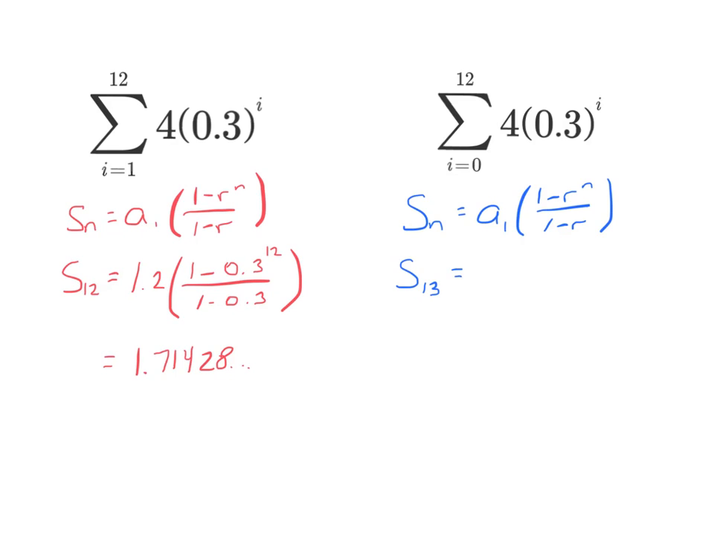The first term is going to be 4 times 0.3 to the 0 power. That's just 4. We've got 1 minus 0.3 to the 13th over 1 minus 0.3. And that turns out to be 5.71428. So notice here the difference. We've got a difference of 4 between these two summations, which makes sense because we added this additional term when i equals 0 to this sequence.